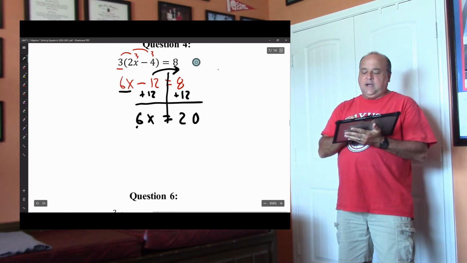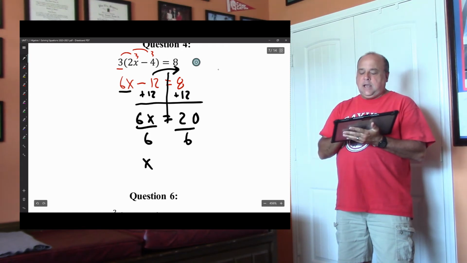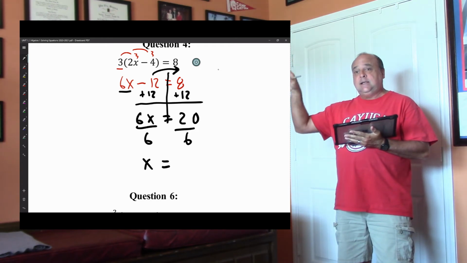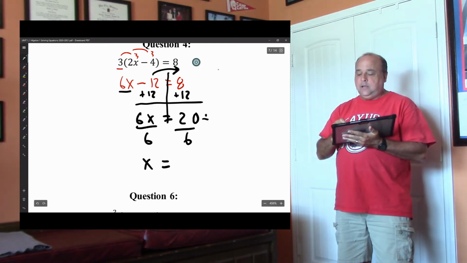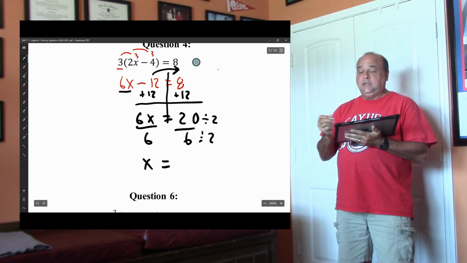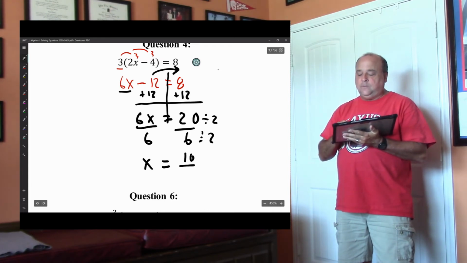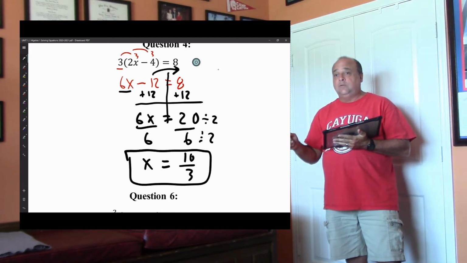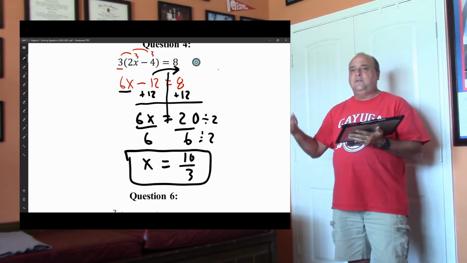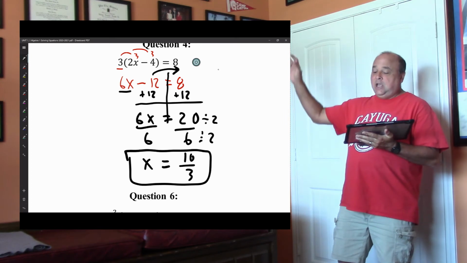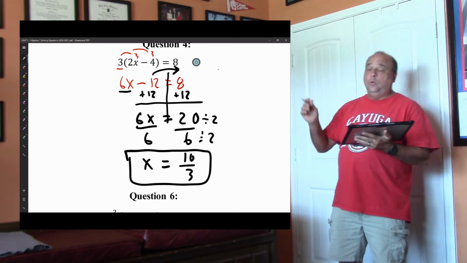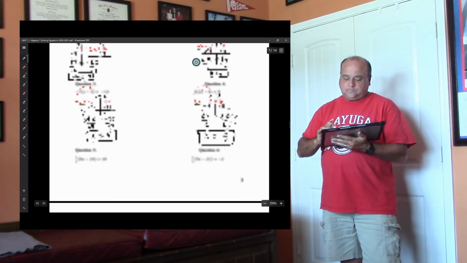Okay, now then we're going to divide both sides by 6. And if you use a TI Inspire calculator, it's going to simplify the fraction. It's going to divide by the greatest common factor and give you an answer of 10 over 3. You will not write this as 3.33333. You simplify the fraction and leave it as is. If you punch 20 divided by 6 on the TI Inspire calculator, it will give you the 10 over 3.